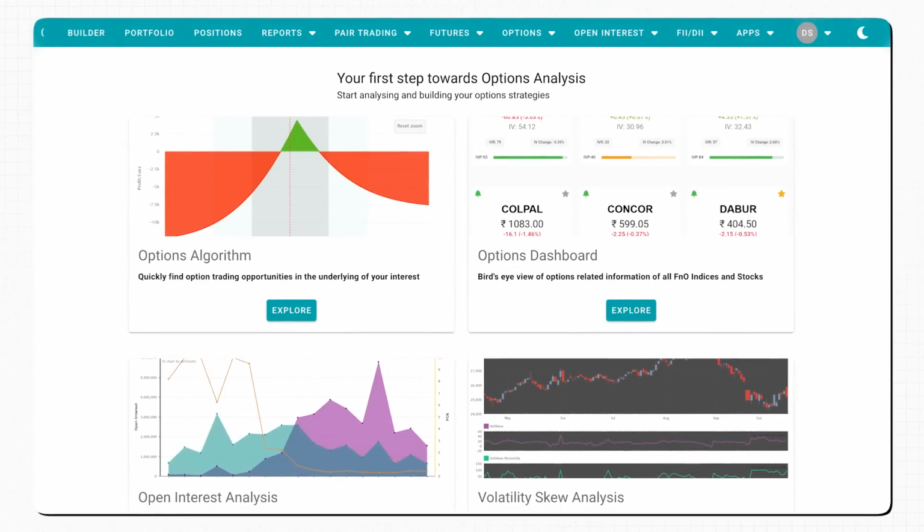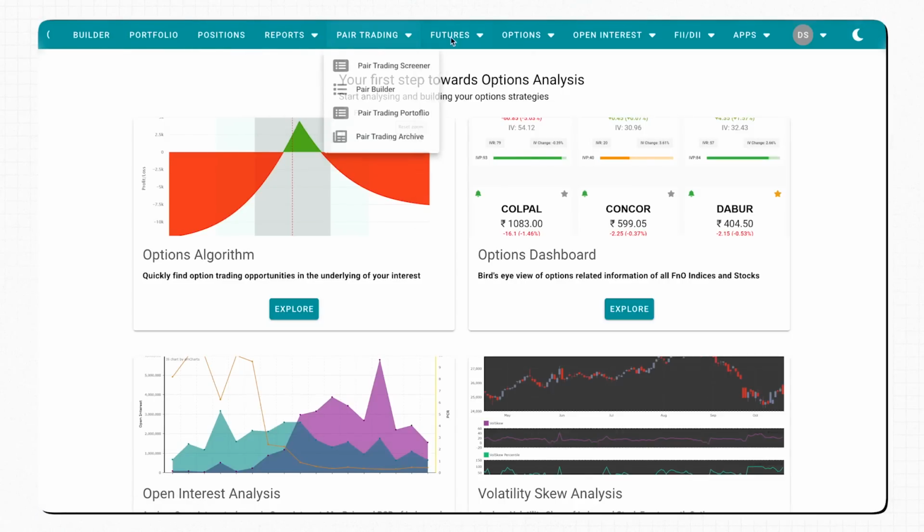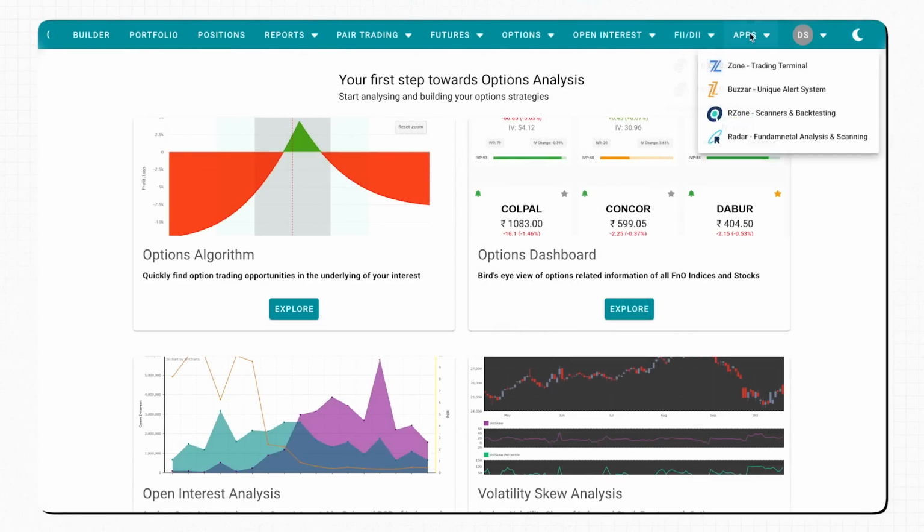Most of the people always ask us which are the features which they should regularly use. Since there are almost 30 features, maybe more in Opstra, of course everyone can't use every feature every day. Depending on what kind of a trader you are, there are some features which are more important than the others, and which is what we are going to talk about.